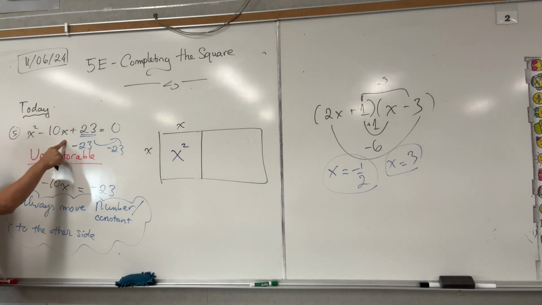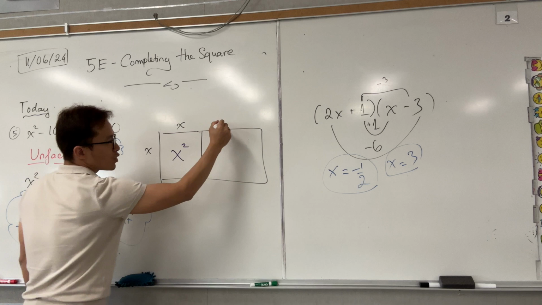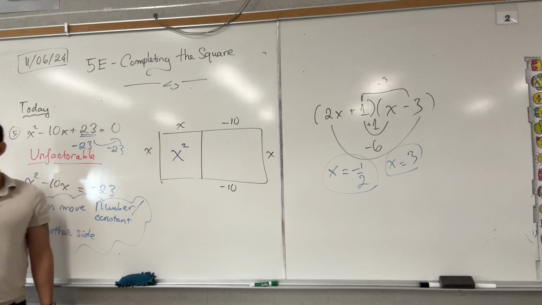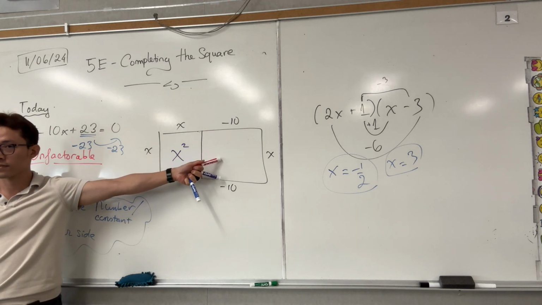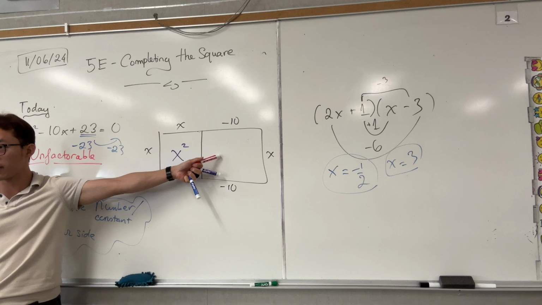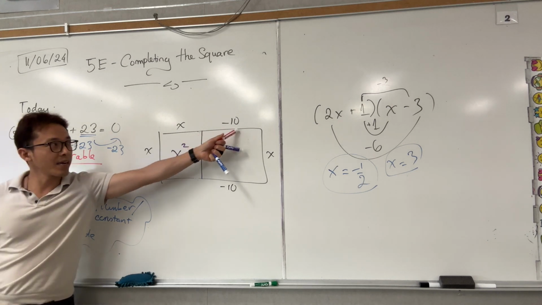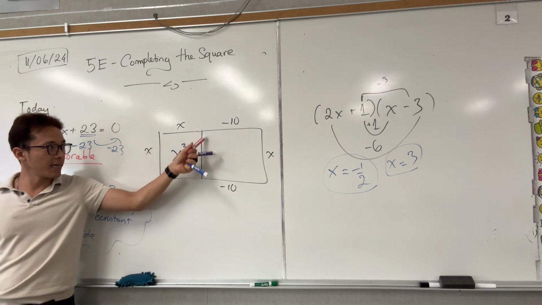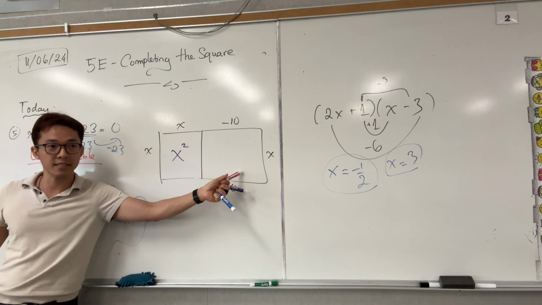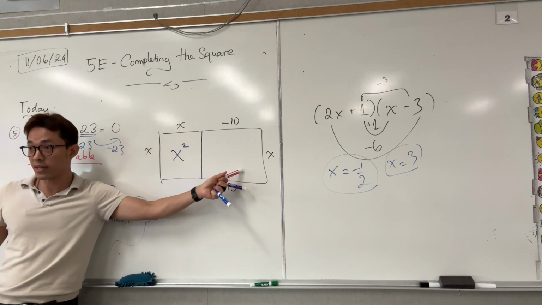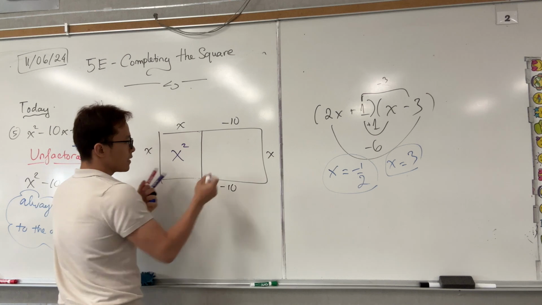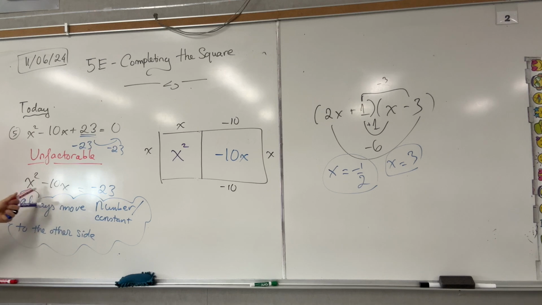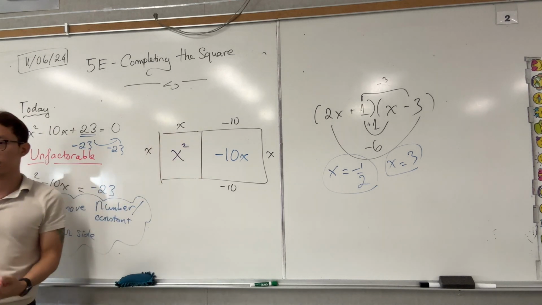So negative 10x. This is going to be negative 10, and this is going to be x. What is the area of this one? Negative 10x. Do you agree? If this side is negative 10 and this side is x, do you agree the area of this is negative 10x? So this is how you visualize it, put it into a picture. So far so good?